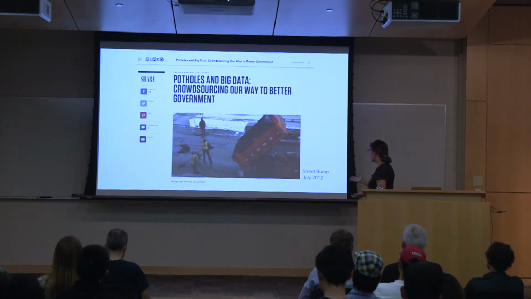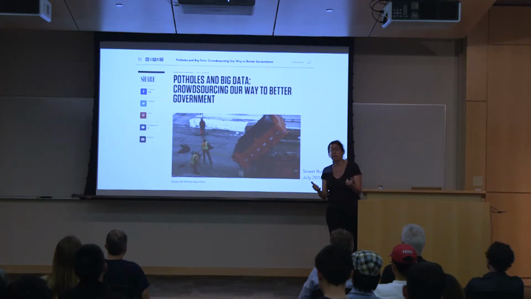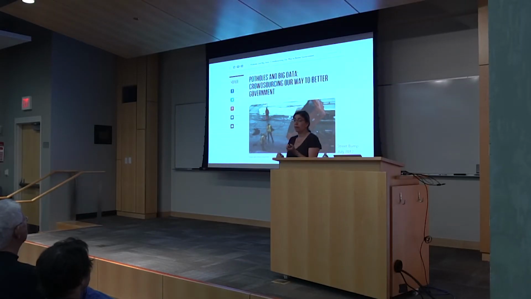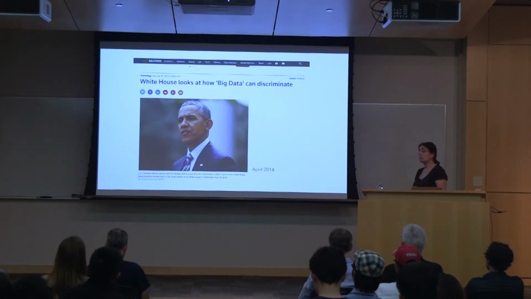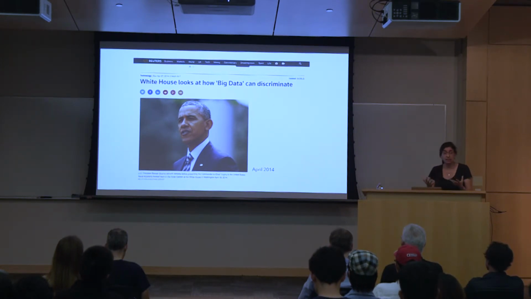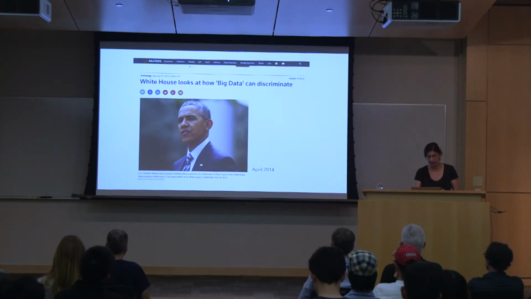It turns out there's this tool called Street Bump, July of 2012. People had a smartphone, and using the smartphone, they can report potholes. And it just so happened that the potholes in the wealthy suburban areas of town were getting fixed, and potholes in more poor areas of town were not getting fixed. President Obama, in April of 2014, started an active discussion about how big data can discriminate.